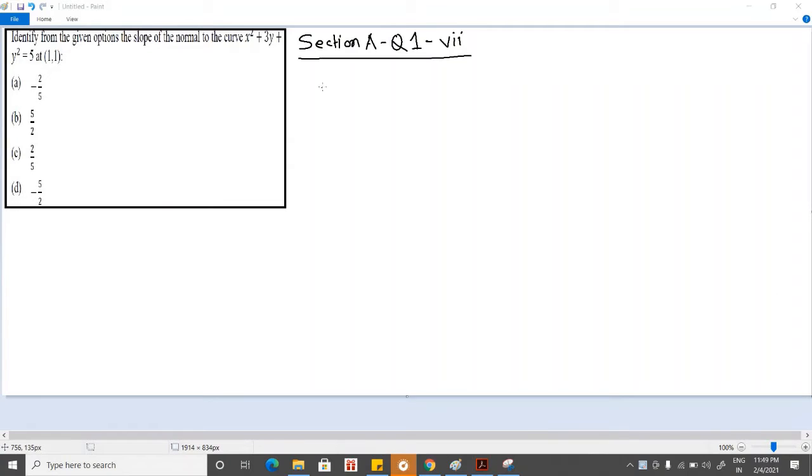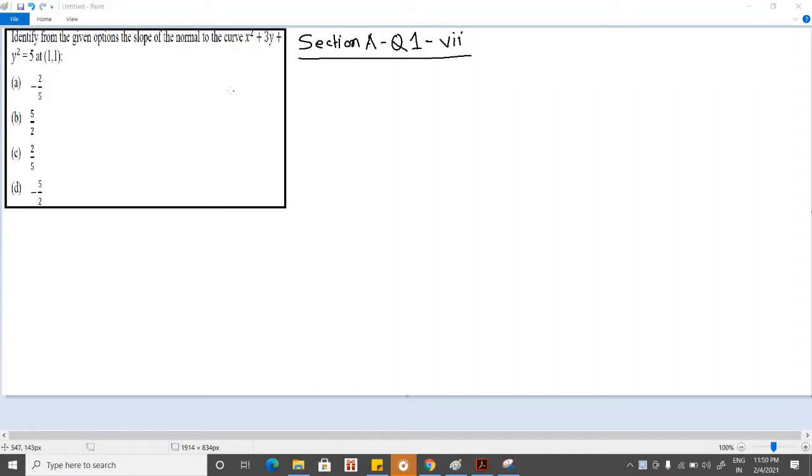In this video we will solve question number 7 of question number 1 under section A of ISC specimen question paper 2021. Identify from the given options the slope of the normal to the curve x square plus 3y plus y square equals to 5 at (1, 1). The options are minus 2 by 5, 5 by 2, 2 by 5 and minus 5 by 2.